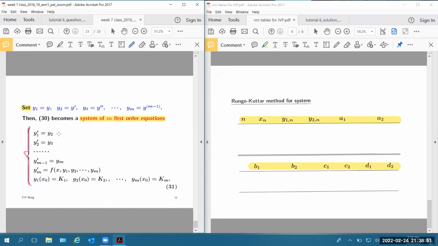Now I won't be explaining this, but I will show you how we get all this from our tutorial problems. The trick here is that if you set y1 to be y, y2 to be y prime, and so on, then our m-th order initial value problem will become a system of m first order equations. And then we can just apply our 3 methods for systems to solve it. Okay, understand? Yeah. So this is how we are going to do it.